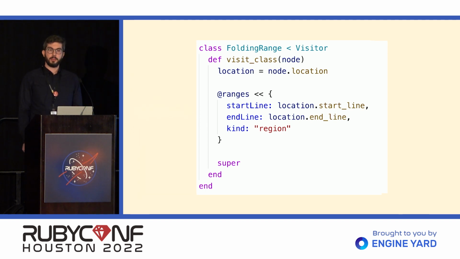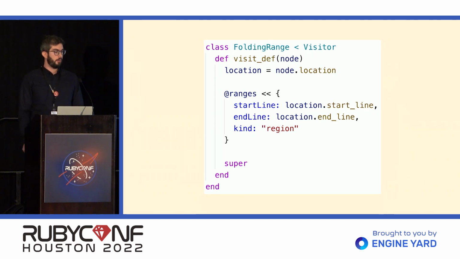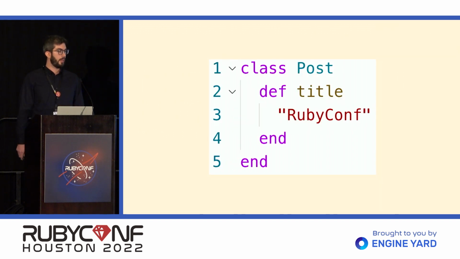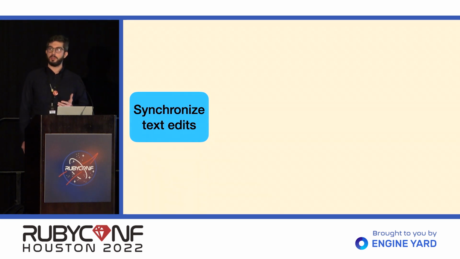And finally, to implement the method definition folding, it's completely identical with the only caveat that you need to override the method that is related to method definition nodes. So we override visit def, but the body of the implementation is just the same. We just take the location of that node in the file and push a new range for it. And that already allows us to completely fold our post class here, which was our example that we were trying to implement. The way all of these non-positional requests work in the Ruby LSP is the same.